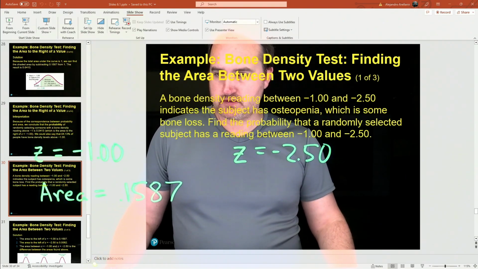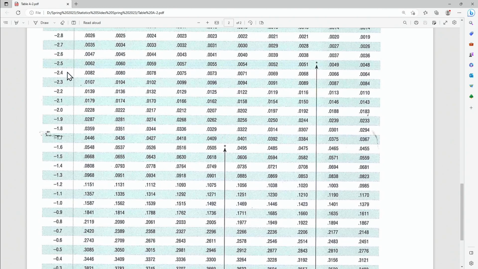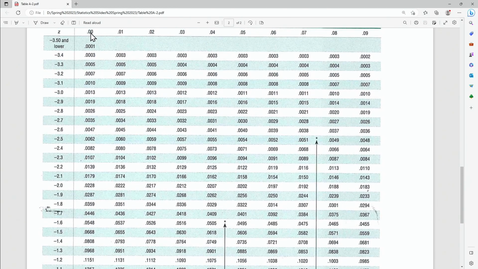So in table A2, negative 2.50 means our row is going to be negative 2.5 and our column is 0.00. So negative 2.5 and 0.00 gives us an area of 0.0062, as you can see right here. So 0.0062 is the area.